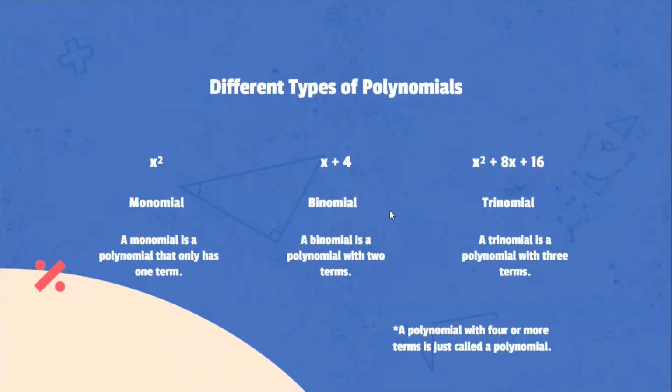A binomial is a polynomial that has two terms. In this expression, the two terms are x and the positive 4, making x plus 4. A trinomial is a polynomial with three terms, and in the trinomial, we have x squared plus 8x plus 16. Also, a polynomial with 4 or more terms is just called a polynomial.